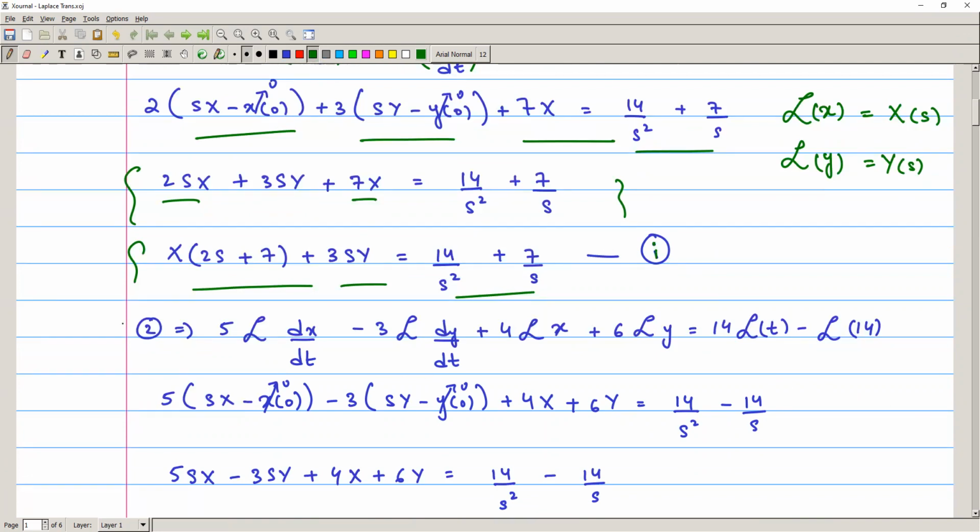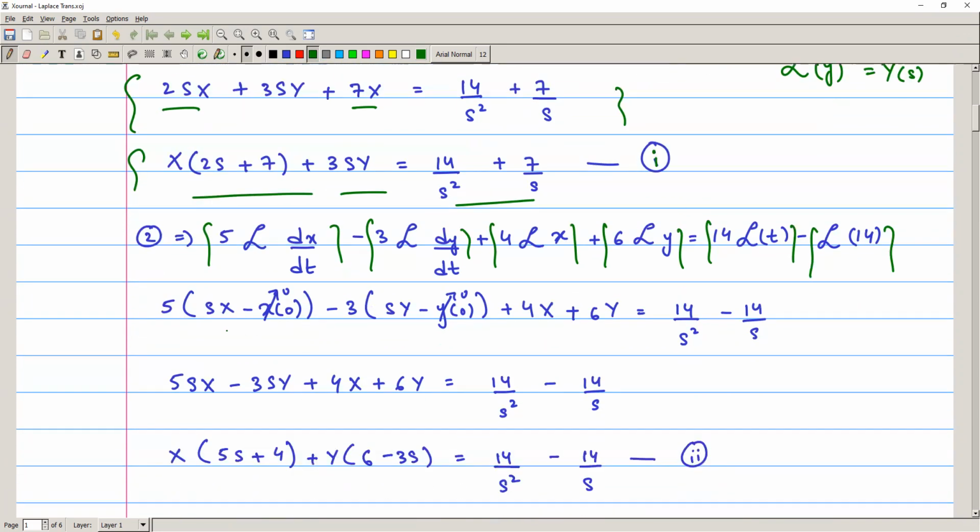Now we'll apply the Laplace transform on equation number 2. So here we applied the transformation. In a similar manner, we are going to deal with this transformation. Here is the Laplace of dx over dt, here is the Laplace of dy over dt, and here is the Laplace of x and Laplace of y. And then the transformation on the right hand side.